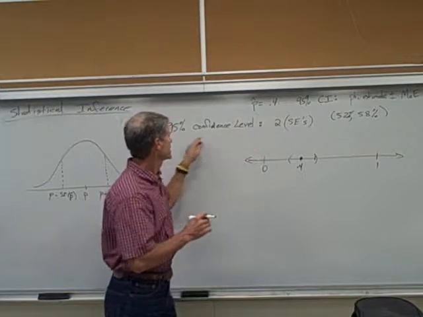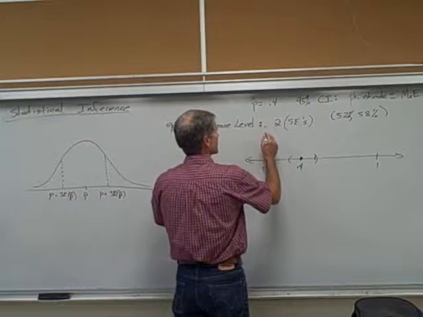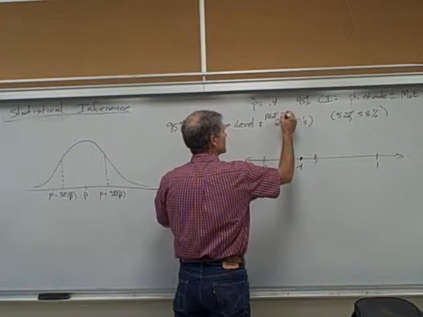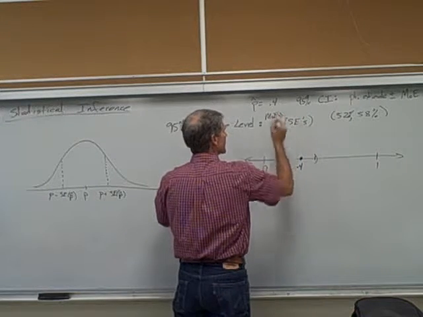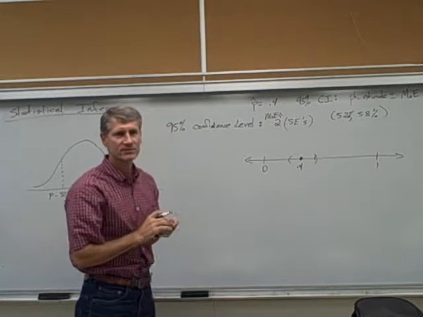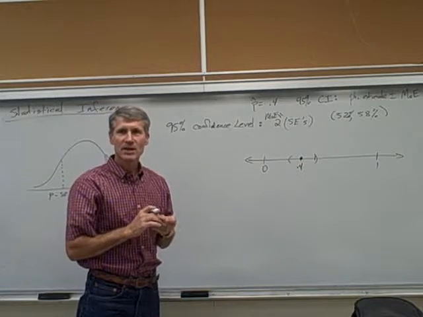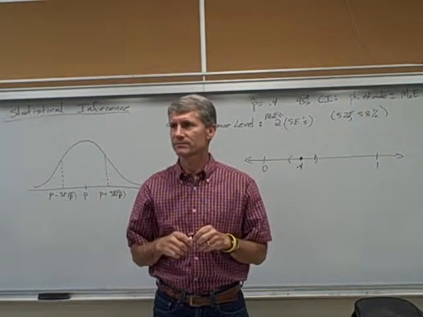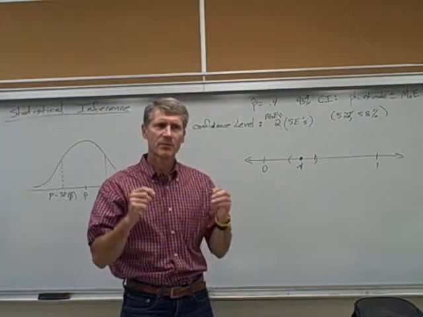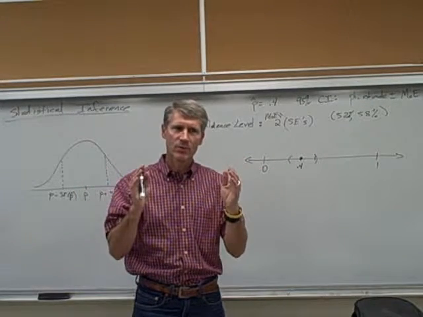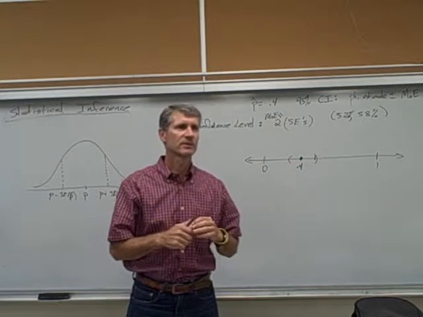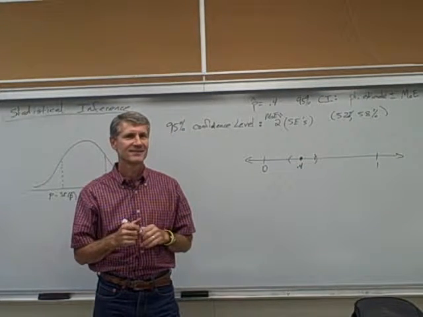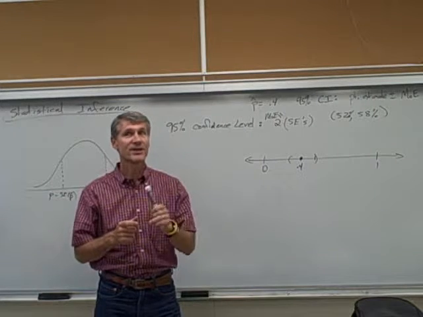But the point is, the margin of error, I should have written above this, margin of error equal, we'll do it like that, margin of error equal 2 standard errors for 95%. Now, if I said, well, I only want to be 90% confident, would that interval be wider or narrower than the 95%? Wider? Narrower. It is one or the other.